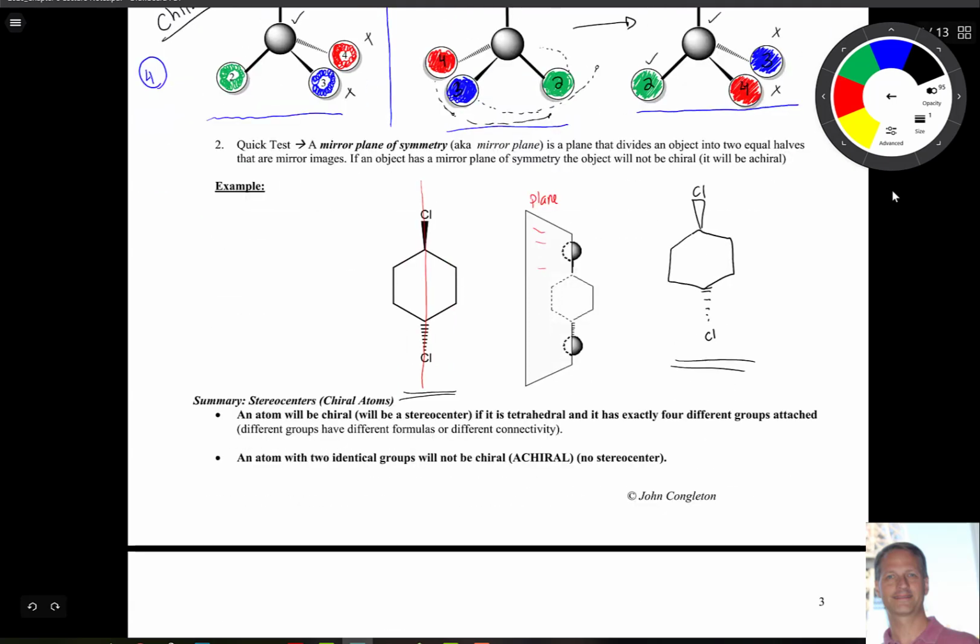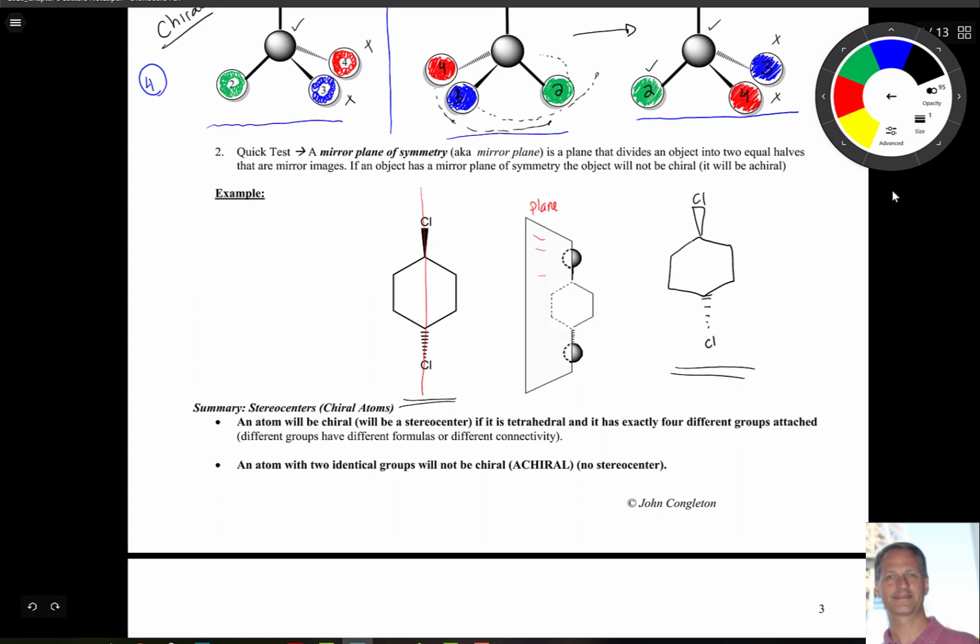Now, as far as a little summary goes here, 2 things to look at. Remember, an atom will be chiral, in other words have a stereocenter, if it's tetrahedral and has exactly 4 different groups attached. Different groups have different formulas or different connectivities, and we'll have some practice at figuring this out in just a minute. An atom with 2 identical groups will not be chiral. It'll be achiral. So the most common group that we're going to see for that is a CH2 group. If we see that CH2 group, because there are two H's there, then it must by default mean that is not a chiral atom.